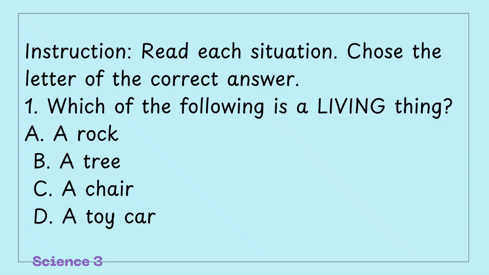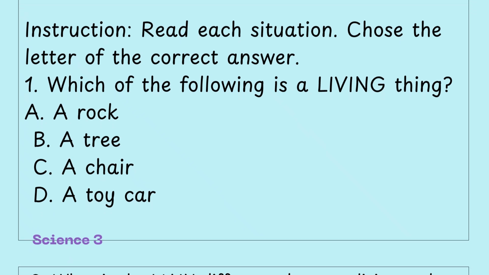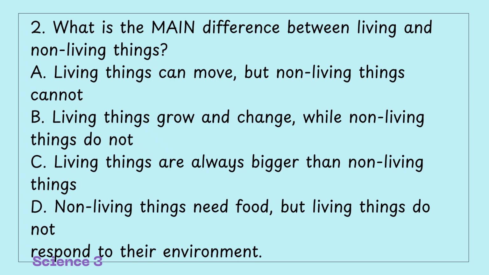1. Which of the following is a living thing? A. A rock. B. A tree. C. A chair. And D. A toy car. 2. What is the main difference between living and non-living things? A. Living things can move but non-living things cannot. B. Living things grow and change while non-living things do not. C. Living things are always bigger than non-living things. D. Non-living things need food but living things do not respond to their environment.